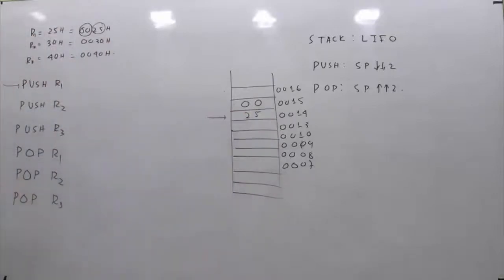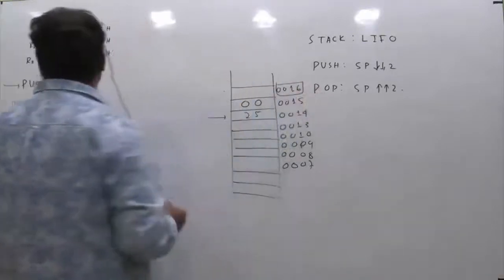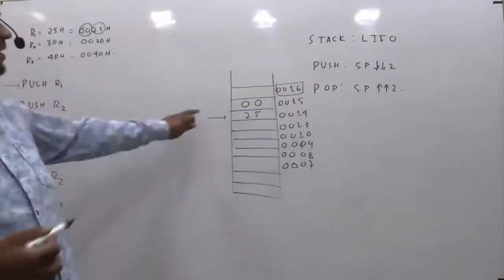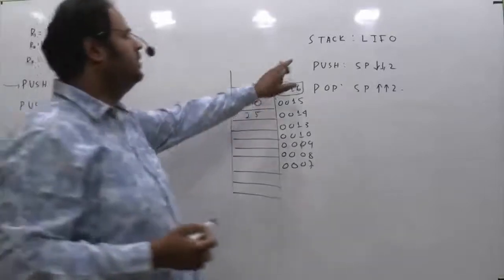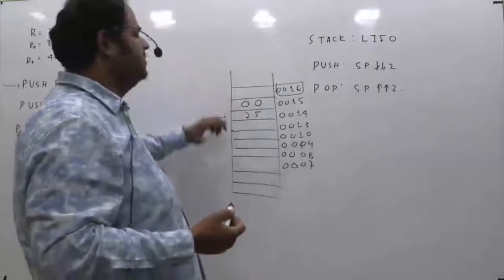So after execution of push R1, this is the scenario. The stack pointer was initially pointing to this location, and after execution of push R1 it is pointing to 0014. That's what we said: in push, the stack pointer decrements by 2. Earlier it was 0016, now it is 0014, decremented by 2.